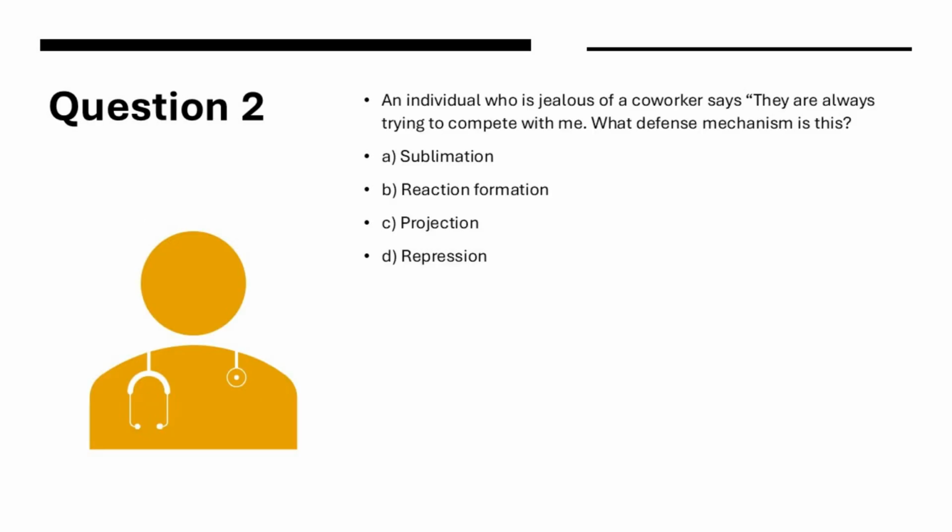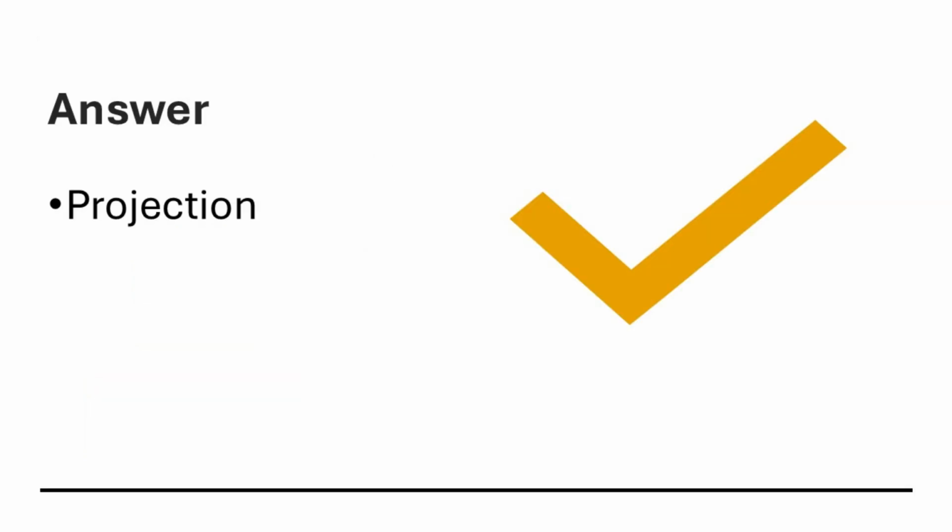The next question: an individual who is jealous of a co-worker says, "They are always trying to compete with me." What defense mechanism is this? A. Sublimation. B. Reaction formation. C. Projection. D. Repression. The answer will be projection.